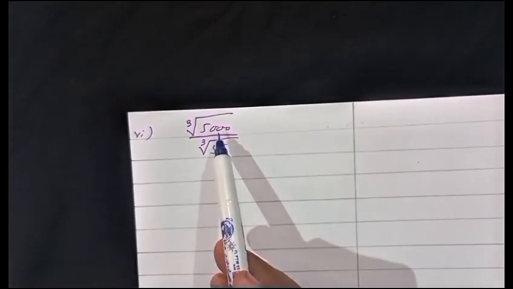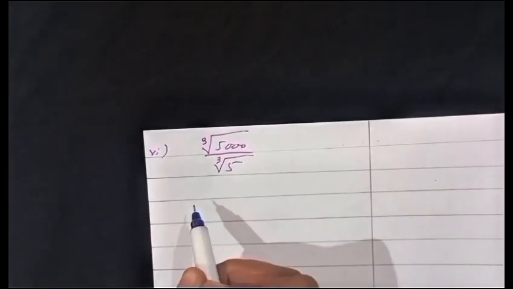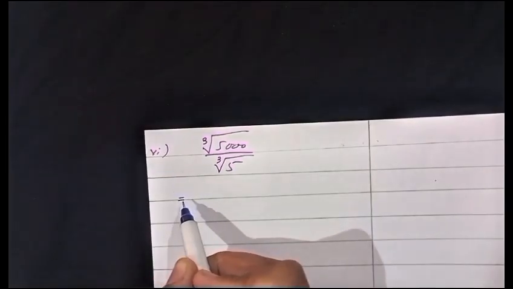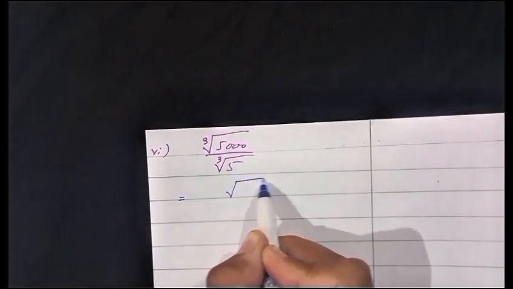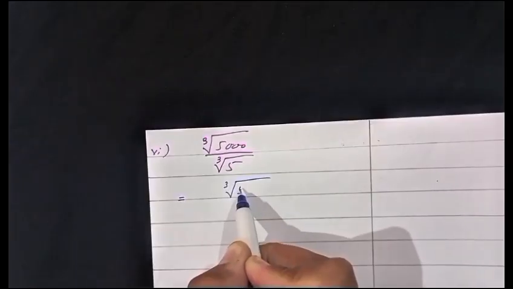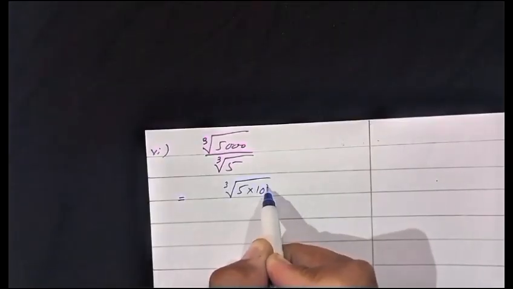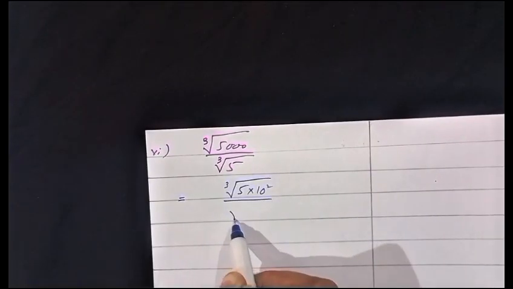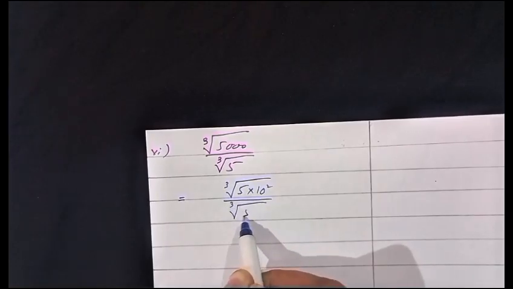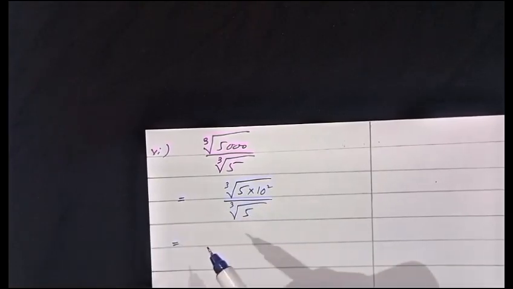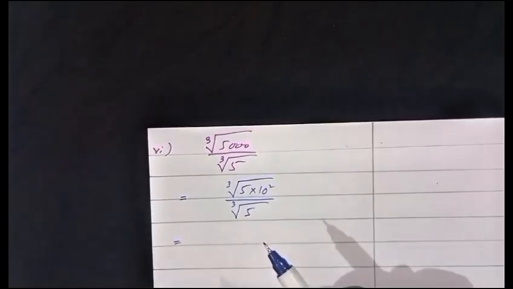Now in the sixth part, this is the cube root of 5000 divided by the cube root of 5. So first we have to make the base the same by converting 5000 in the form of 5 multiplied by 1000. So this is the cube root of 5 multiplied by 10 cube, divided by the cube root of 5.